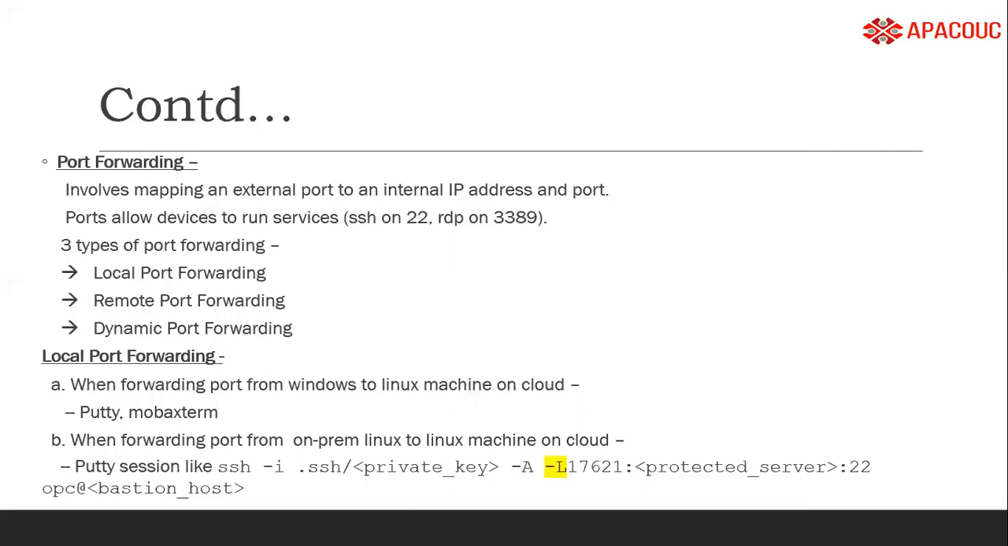And in my case, I am forwarding port 17621 to a protected server on port number 22. And I'll be using the Bastion server as the SSH tunnel here.